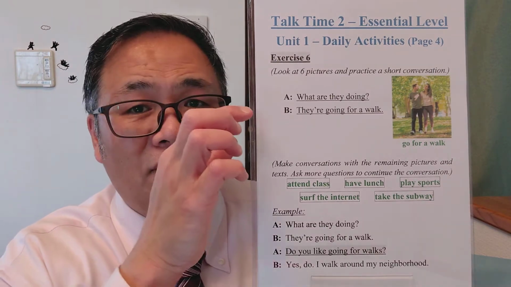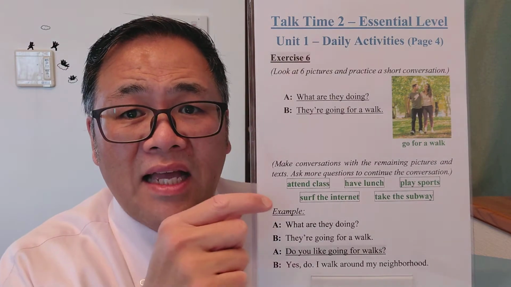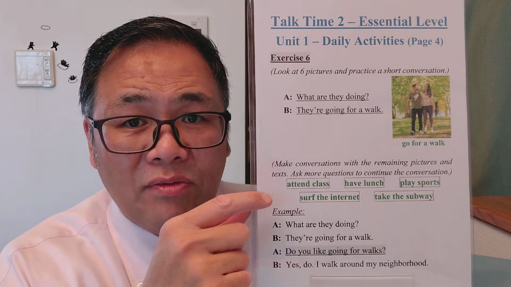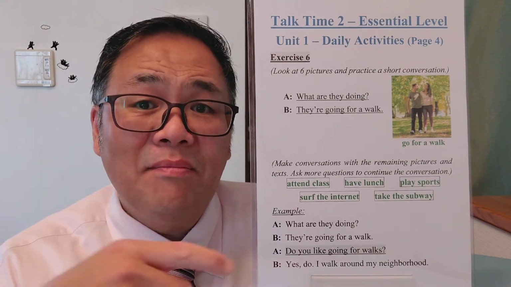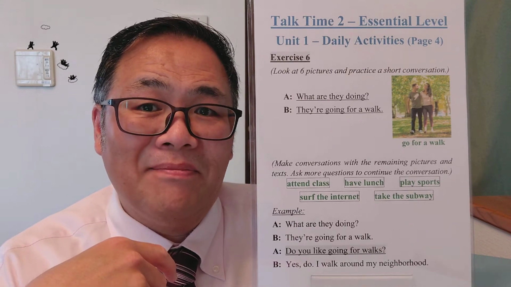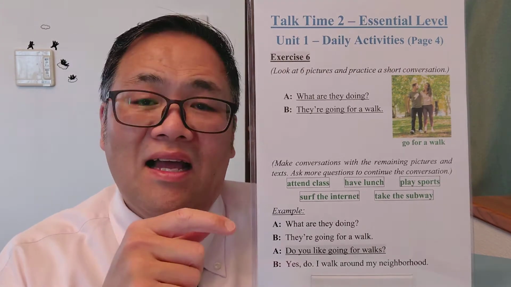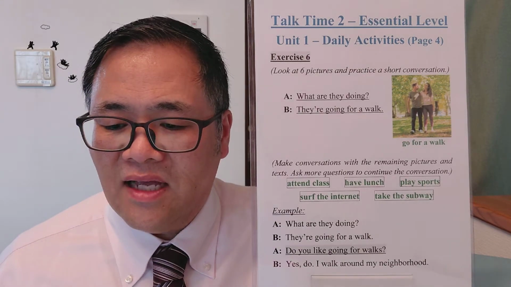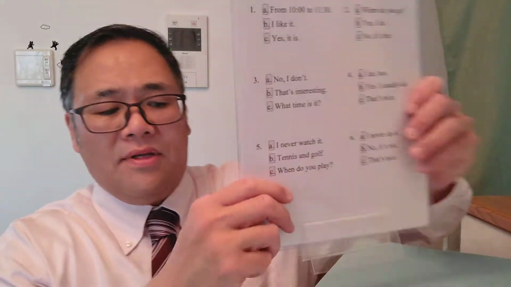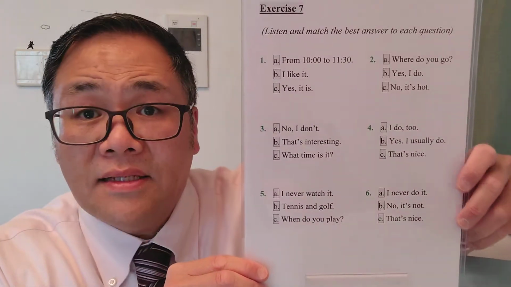So you've got those pictures. Remember, you've got the first picture, and you've got 5 other pictures with 5 other texts. Try to make small conversations by adding extra questions there. Okay, that's exercise 6. Moving on, we go to exercise 7.